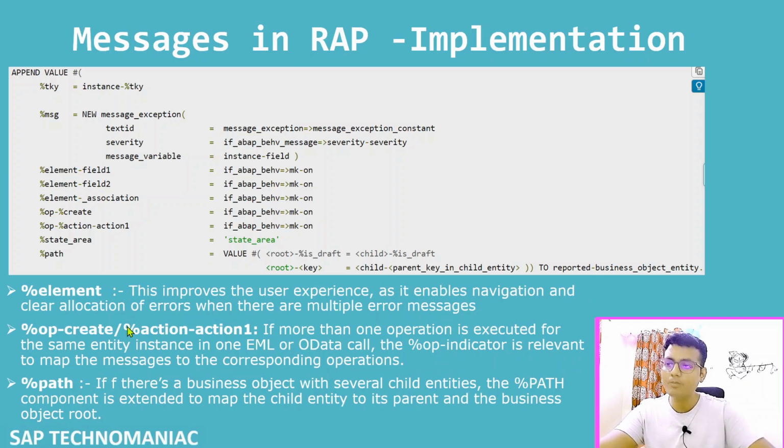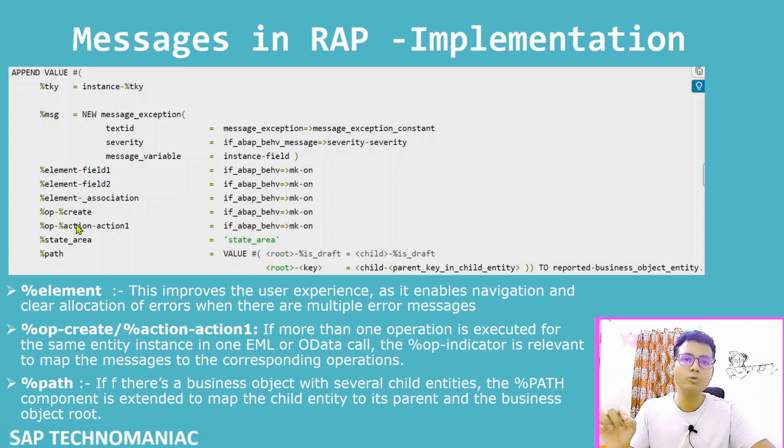Next is one of the most important operations. Suppose whenever you are calling a particular business object, not only are you doing the create operation, you are doing some action along with the create operation. In the action you got an error, and in the create operation you also got some error. So whenever the user gets back the error, wherever it is calling in the program, it will get it in the reported structure. It needs to know due to which operation which error came. So along with the error, we have to pass the operation as well.